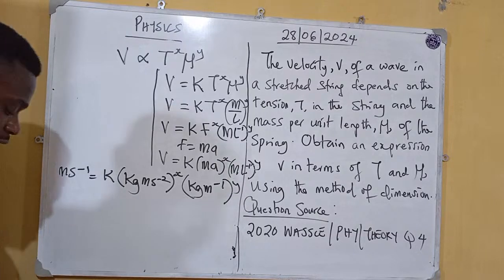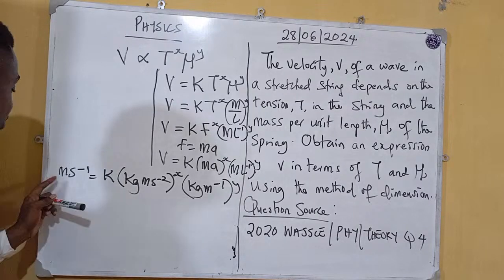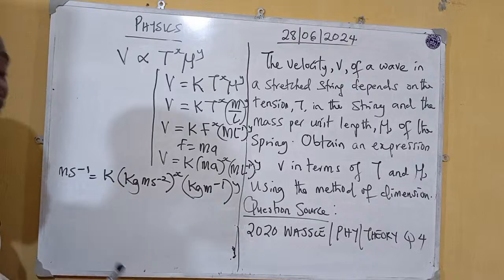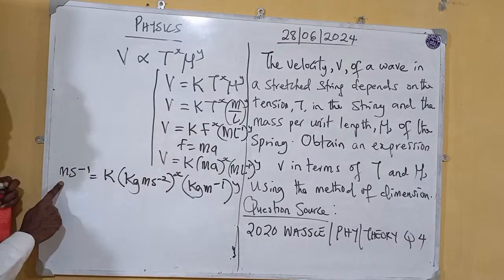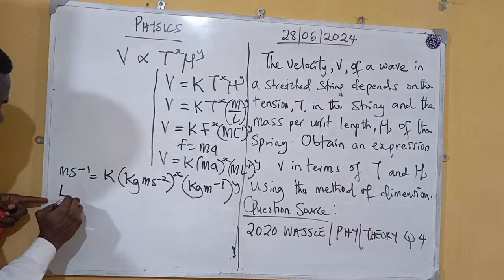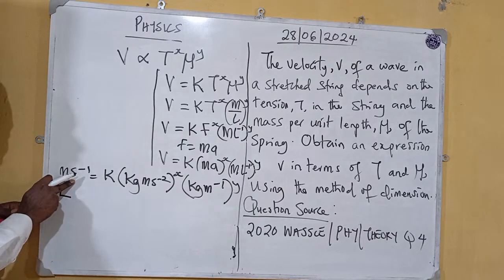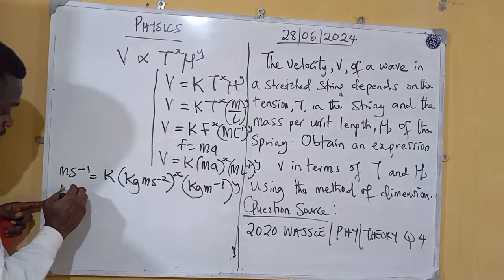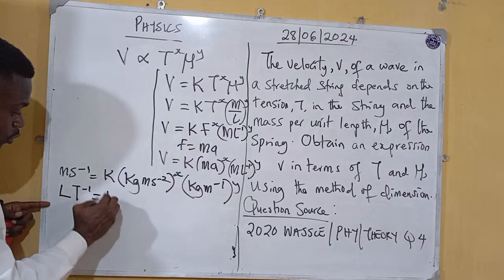SI units. So we now move these SI units to the dimensions. In dimension, remember I said that meter is length, capital L. So here is what? L. This is second. Second is time, capital T. T is power minus 1 is equal to what? K.